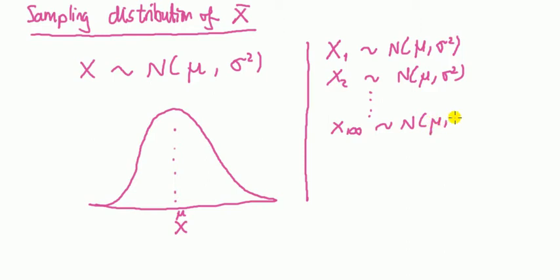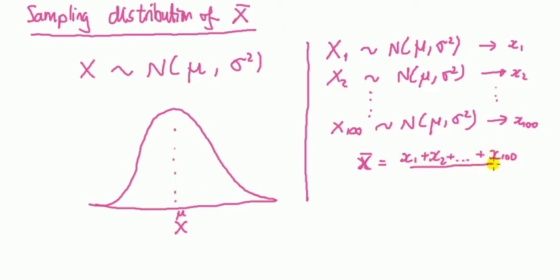Now here's the experiment I want you to do in your head. Say from each one I draw a value out. So this will be a little x1, this will be a little x2, and so on. So I've got 100 of these little x's. Then what I want you to do is to calculate the average of these. So it will be x bar equals the sum of these, so I get one value here.